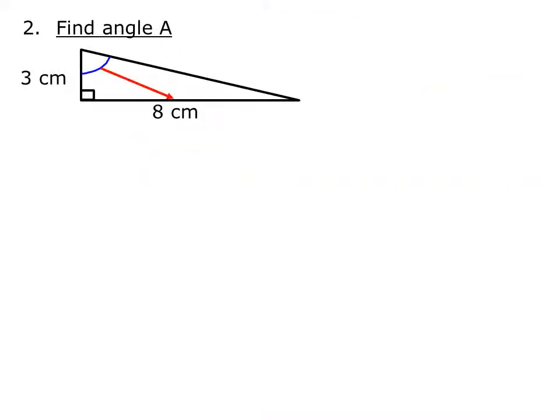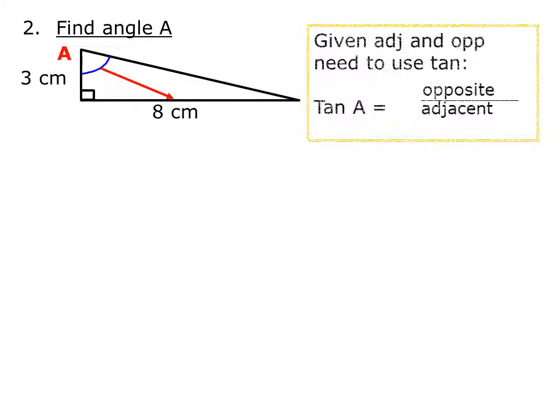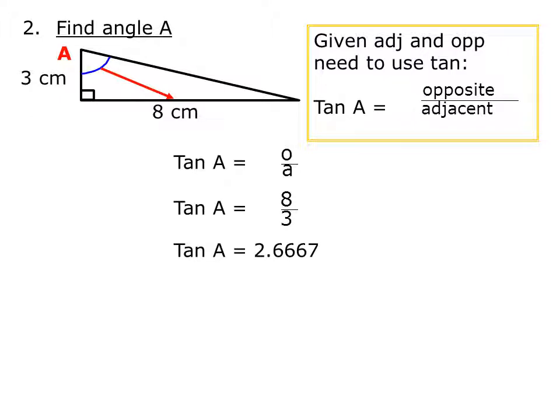In this triangle, the length of the adjacent side and the length of the opposite side are given. If we want to find the measurement of angle A, we will use a tangent ratio. If we replace the length of the opposite side and the length of the adjacent side, we can find the measurement of angle A, which is 69.4 degrees.